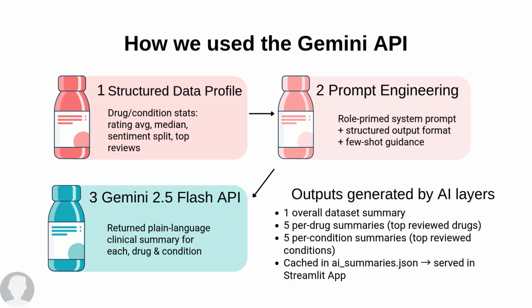Second, the profile got dropped into an engineered prompt, a role-prime system prompt, a defined output format, and a bit of few-shot guidance to keep the tone consistent. I'll go deeper on this in a minute. Third, that prompt went to Gemini 2.5 Flash, which returned a plain language clinical summary for that specific drug or condition. The end result was 11 outputs total, 1 overall dataset summary, 5 per drug summaries, and 5 per condition summaries. And critically, we cached every one of them into a file called AI summaries.json, which gets served directly into our Streamlit app, so end users get instant results, not a live API call every time.